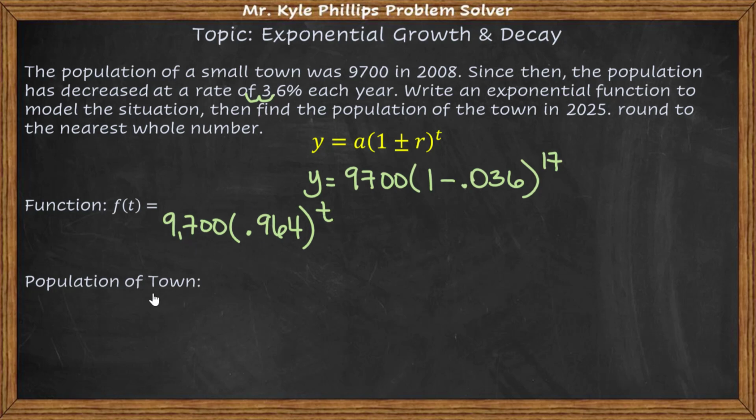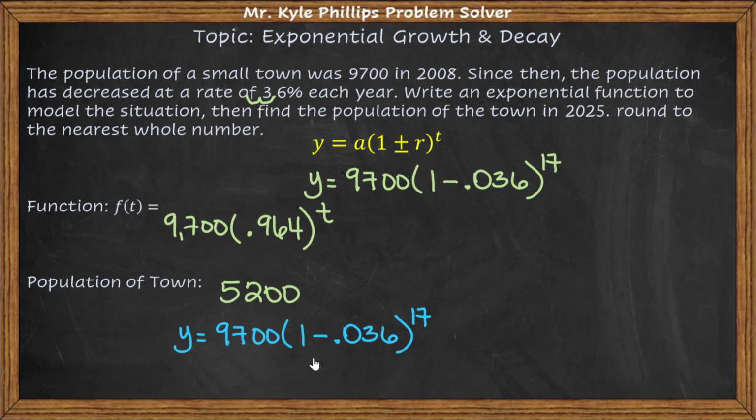Now we want the population of the town, so we're going to plug in the amount of years that have passed, and that was the 17 years. On a calculator, we'll say 9,700 multiplied by 0.964, and then we'll raise it to the 17, and that gives us 5,200. All right? I'll copy this equation. This was the equation that I put into my calculator to generate 5,200 people. And that's how many would be left after 17 years.